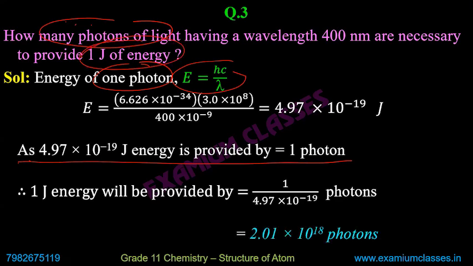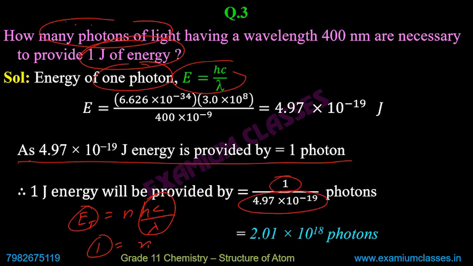Either you use the formula E_t is equal to nh nu or nhc by lambda, that will give you the same answer. Here E_t you need to substitute as 1, n is unknown, and hc by lambda you know the value. So effectively n will be 1 divided by hc by lambda, which is E. So that's what you have done: 1 divided by whatever is the value of hc by lambda. Anyone not clear about it? Let me know.